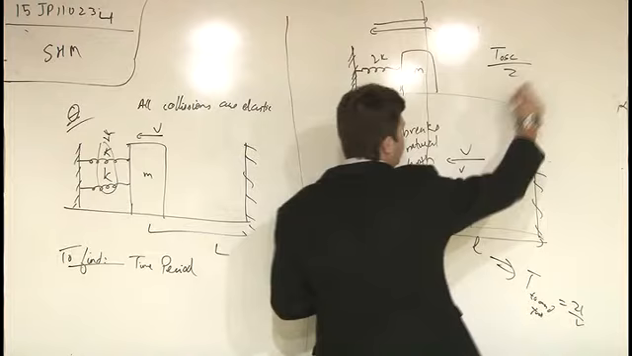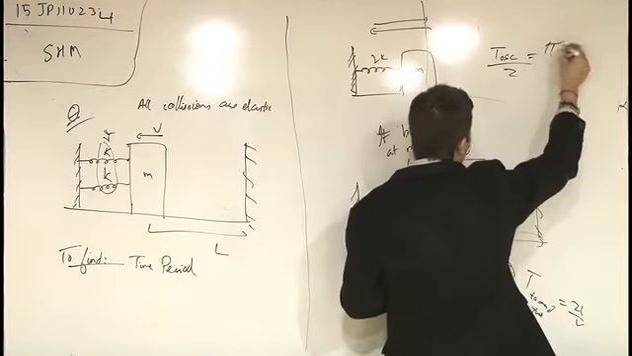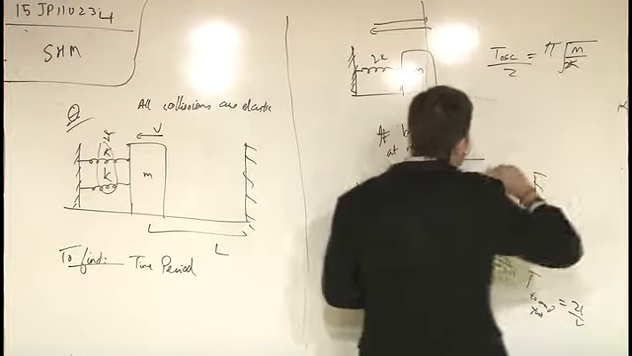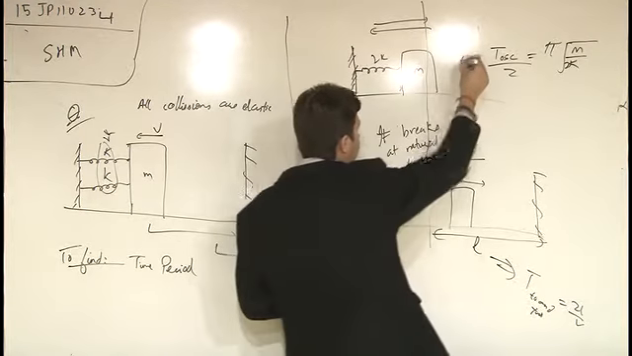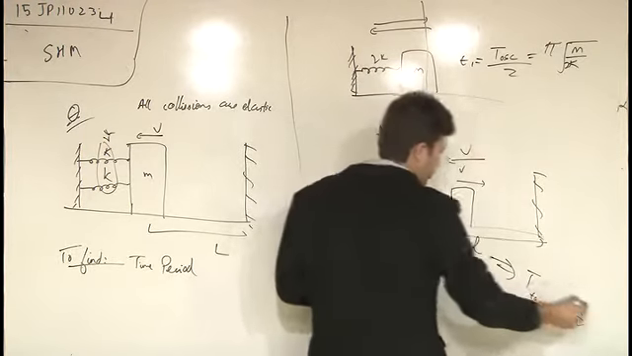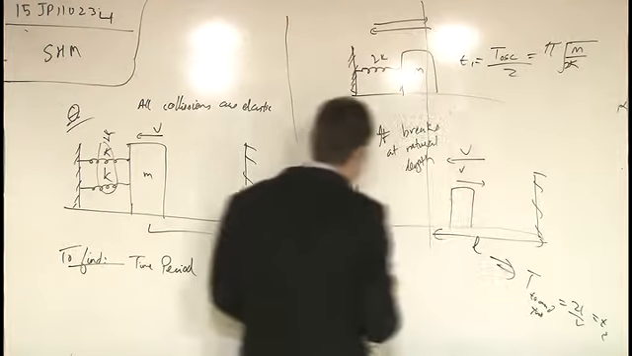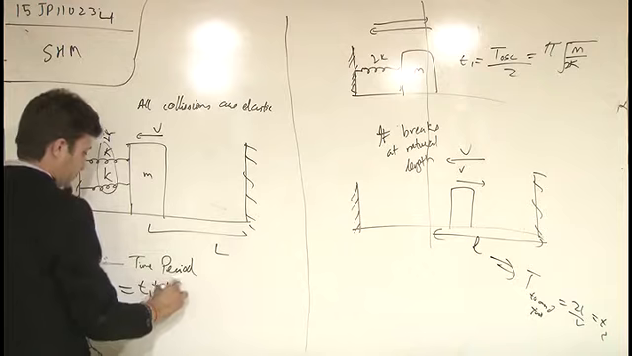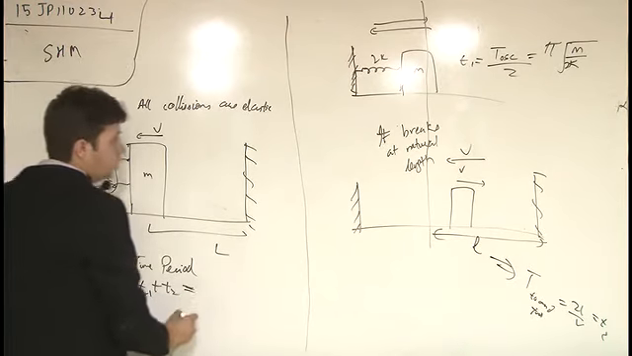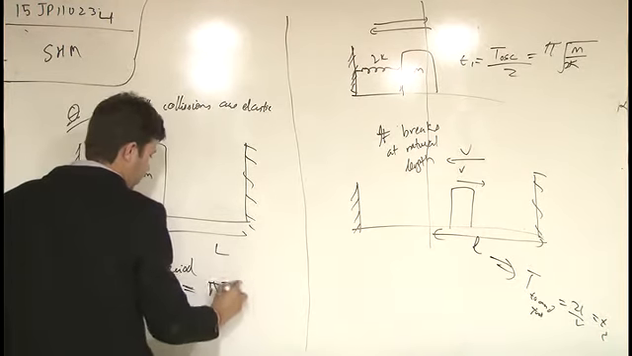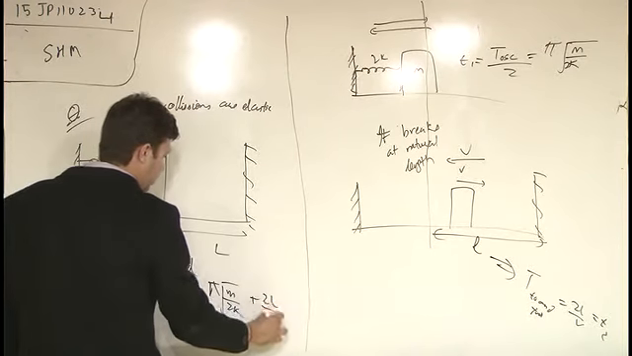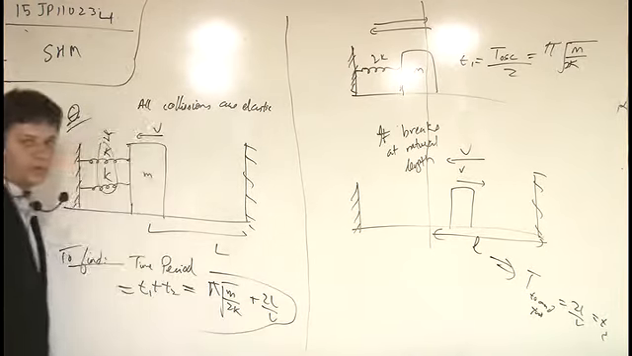For the time of oscillation, we can say it is equal to pi under root m upon 2k. So we can definitely say that if this is t1 and this is t2, the total time period of oscillation would be equal to t1 plus t2, which is equal to pi under root m by 2k plus 2L by v. This is our final answer.